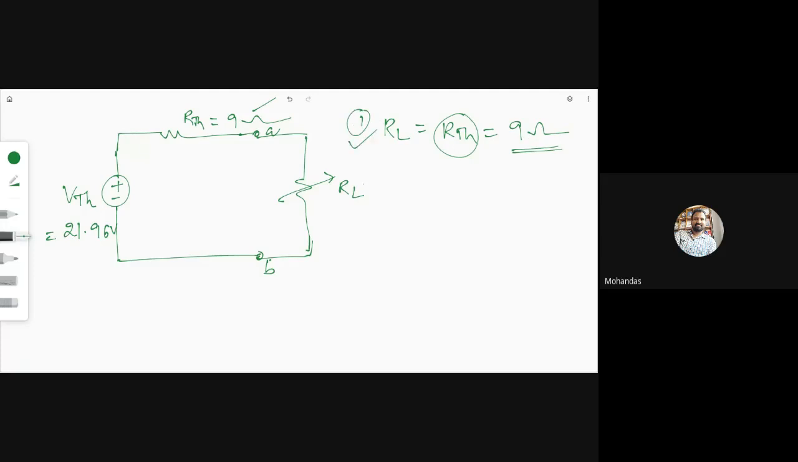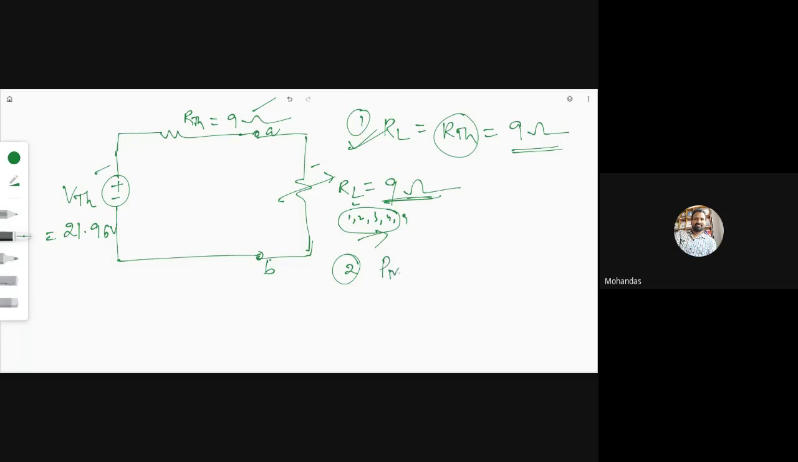Whenever this resistance is varying, suppose it is varying from 1 ohm, 2 ohm, 3 ohm, 4 ohm, like that up to 9, during this period the power transferred from source to load is very less. Whenever this load resistance becomes 9 ohm, then we will get the maximum power. We have already derived this, right? So the answer for the first question is 9 ohm resistance. Now the second question.